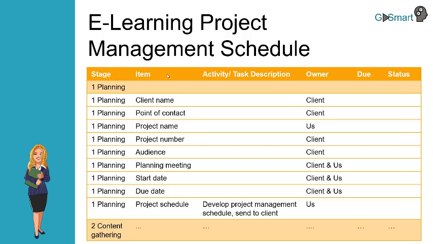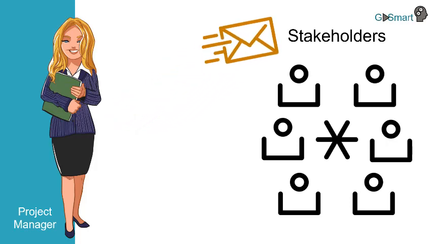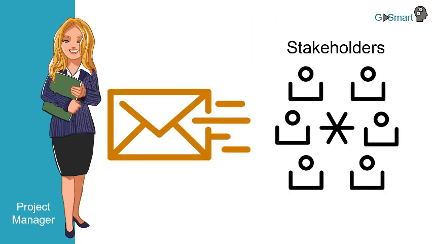Create column headings across the top that clearly identify the components, including the stages, the items, the activity and task description, the owner, the due date, and the status. Once you have determined the stages, items, activity and task descriptions, owner, due dates, and status, you should distribute the project management schedule to all stakeholders in order to get buy-in and sign-off. Do not begin any work until you have buy-in on the details. This will help you deliver the project on time and avoid any misunderstanding with your client.